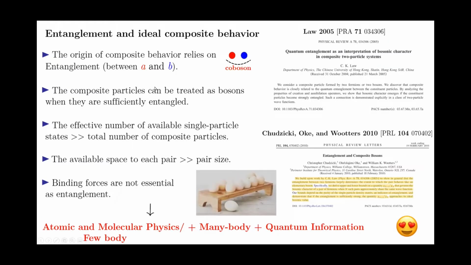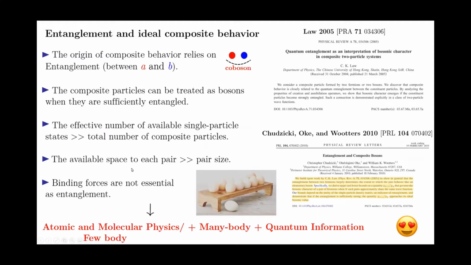As I said before, there is a connection between entanglement and the ideal bosonic behavior. And in a few words, Law points out that the composite particles can be treated as bosons when the red and blue particles are sufficiently entangled. And this is equivalent to two things. First, the effective number of available single particle states must be large compared to the total number of composite particles. And second, the available physical space for each pair must be larger than the size of each one of the pairs.